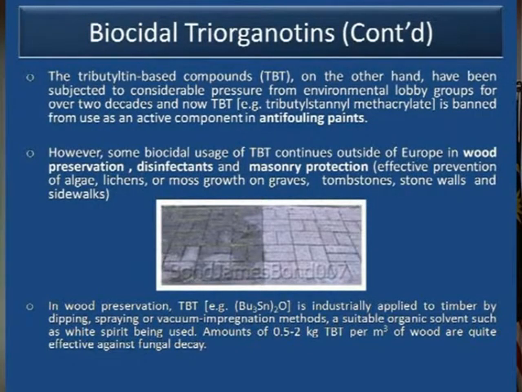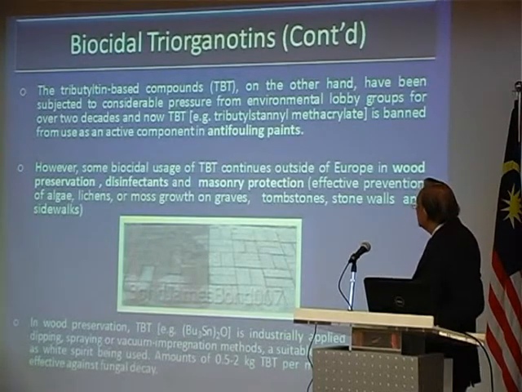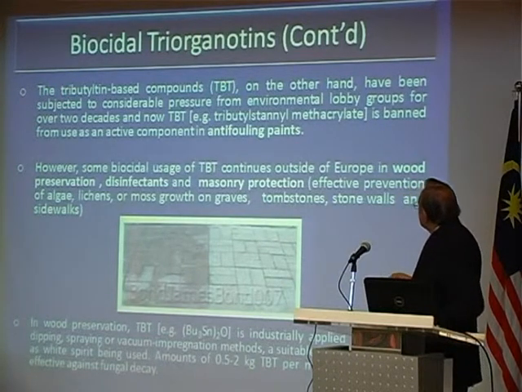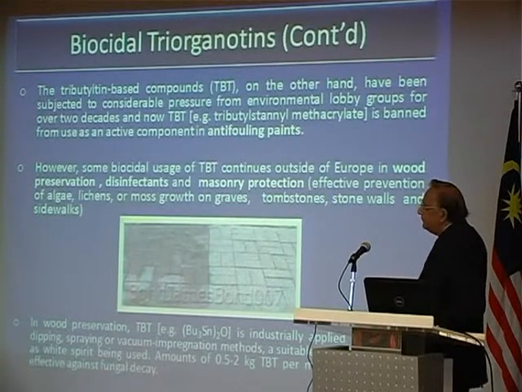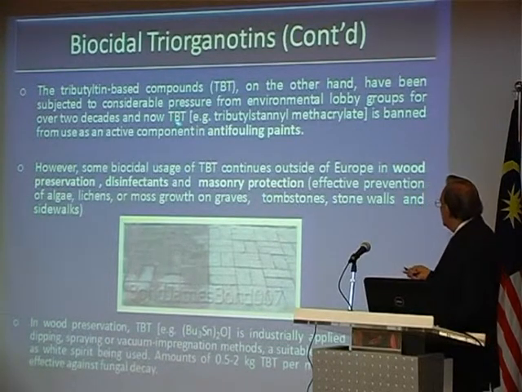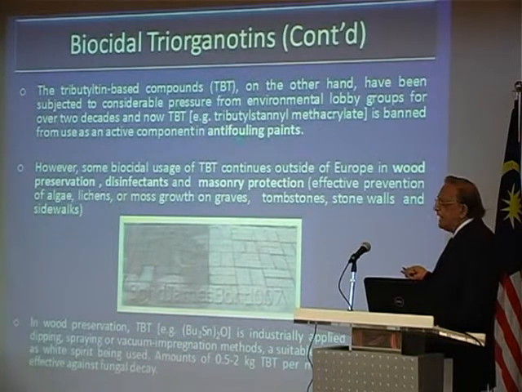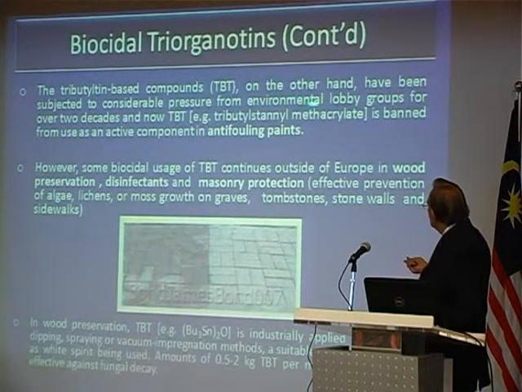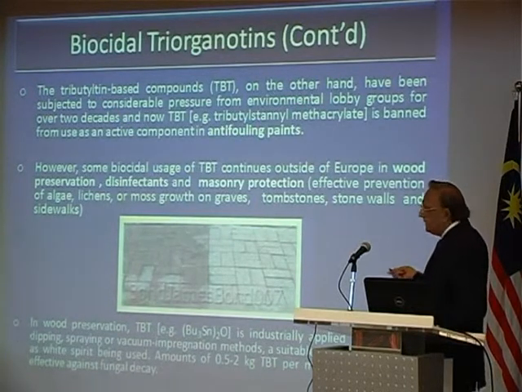Now the problem, I must be frank here, there is a problem with one category of compounds called tributyltins. I use the word TBT. That means 3 butyl groups. They are excellent as anti-fouling paints. Excellent. I'll show you why. But there is a problem. An environmental lobby has come up against tributyltin.